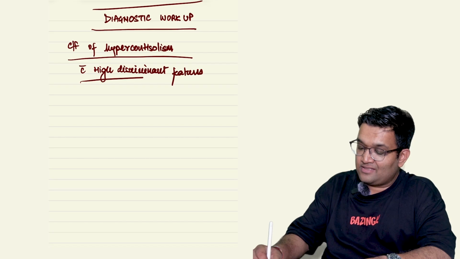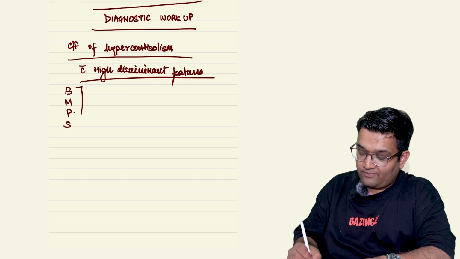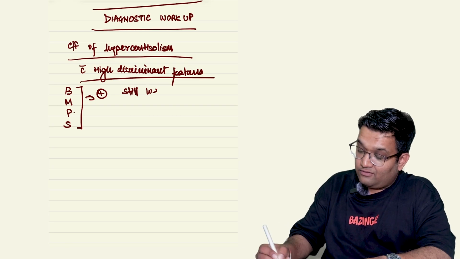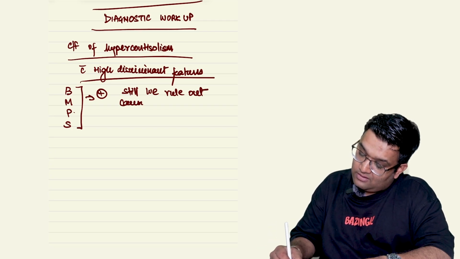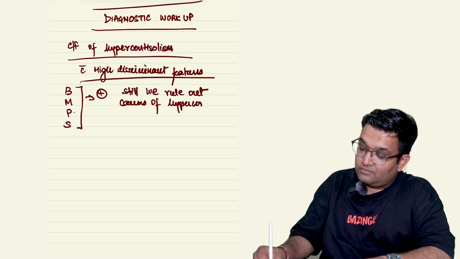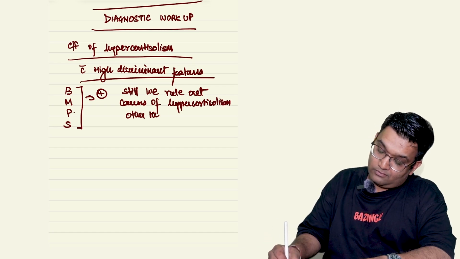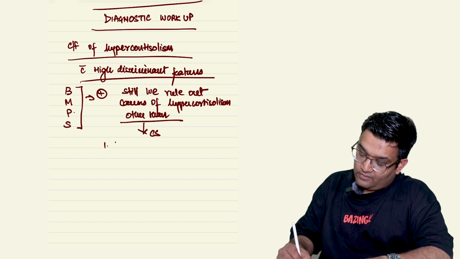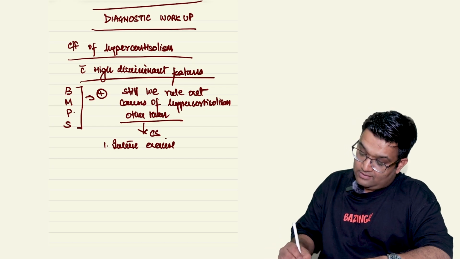We all know how to remember this. Bruisability, proximal myopathy, plethora, stria. They are present, but still we rule out causes of hypercortisolism other than Cushing syndrome, which is intense exercise, stress.